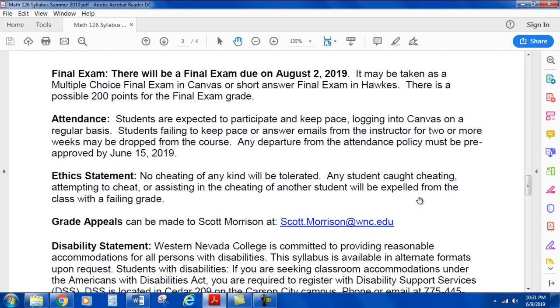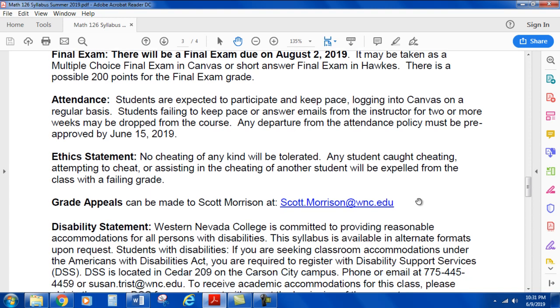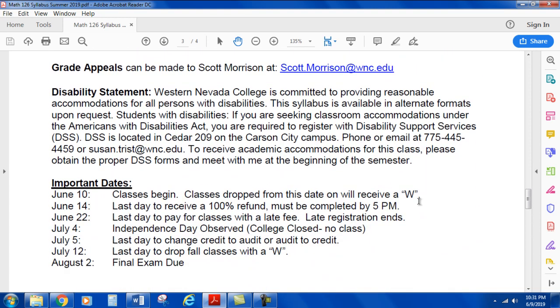Ethics statement. No cheating of any kind will be tolerated. Any student caught cheating, attempting to cheat, or assisting in the cheating of another student will be expelled from the class with a failing grade. Grade appeals can be made to Scott Morrison at scott.morrison@wnc.edu.